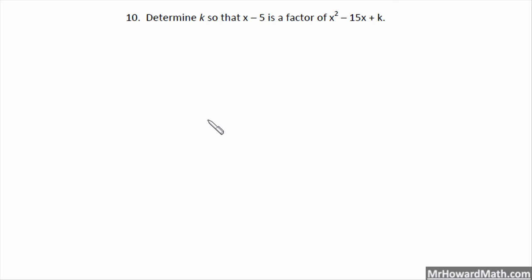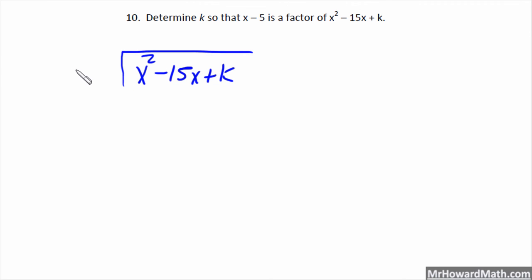Okay, problem 10 says, determine k so that x minus 5 is a factor of x squared minus 15x plus k. So we'll do long division to do that. That's how we prove that that would be a factor. We divide and get a remainder of 0. That's the goal. So x minus 5.